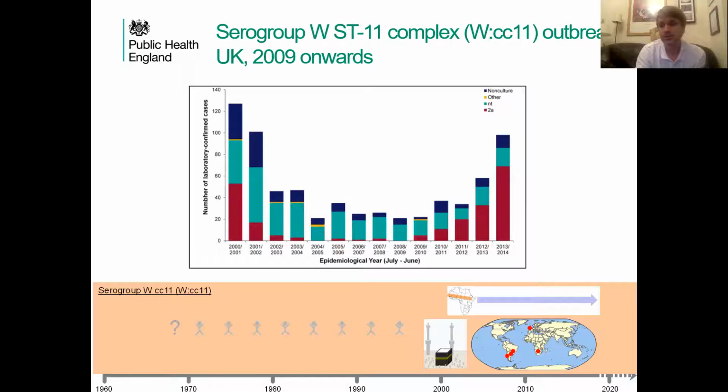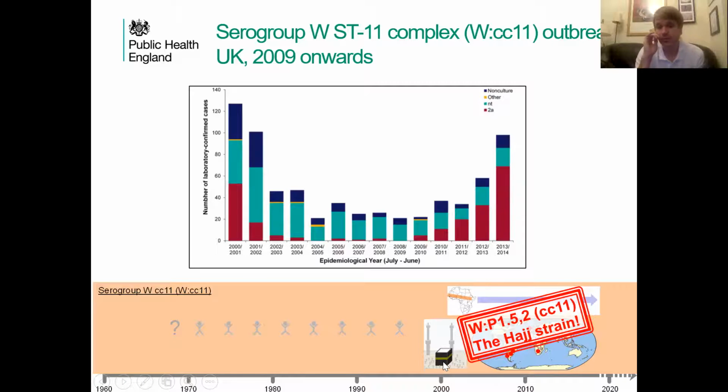Now, traditional typing schemes make W CC11 isolates all look identical to each other. They've all got the same PorA, P1.52, and they're all ST11. So previously, this strain in general has been known as the Hajj strain, and it's widely believed that all of these later cases related back to this initial Hajj outbreak.